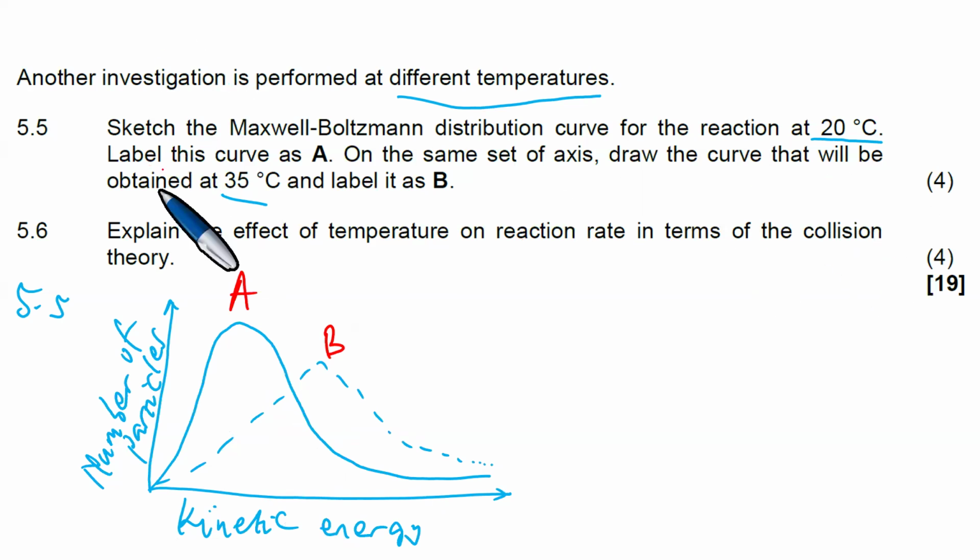So you need to sketch the Maxwell-Boltzmann distribution curve for the reaction at 20 degrees. So this one, A, is at 20 degrees Celsius. B is at 35. Yeah, so what is then happening here? At 20 degrees Celsius, this will be the curve. Right, and also now at 35 degrees Celsius, this will be the curve.